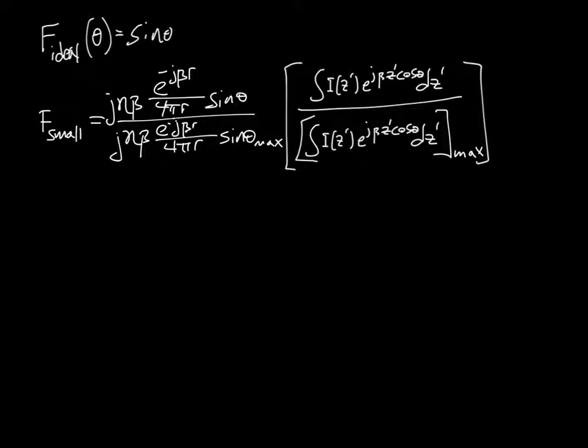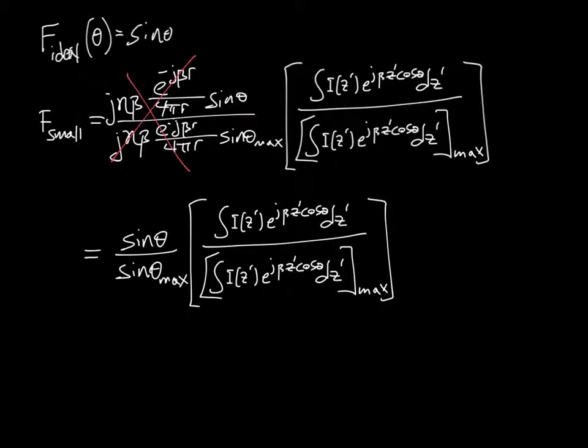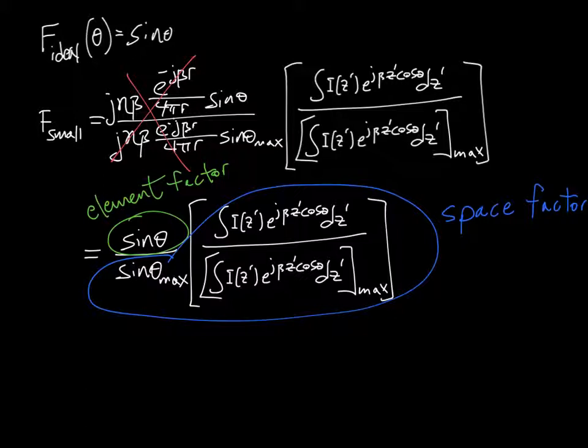And that element factor always comes into play with the non-ideal case in what's called pattern multiplication, where you get the element factor multiplying the space factor. So if we rewrite this, now that the R dependence has gone away, you can see that we have the element factor multiplying the space factor. And for the discrete case, with discrete current sources placed in an array, it's called an array factor.